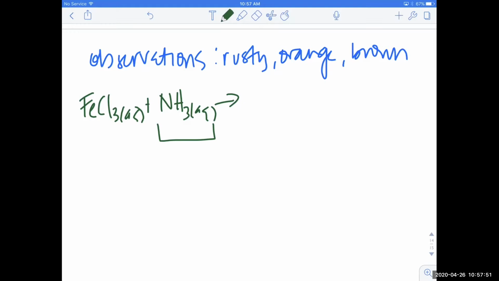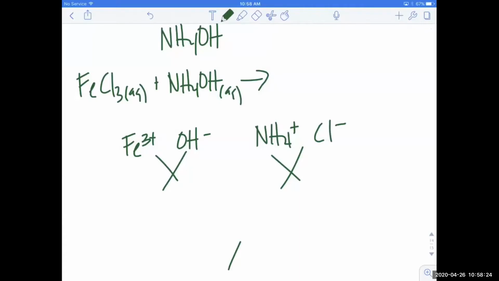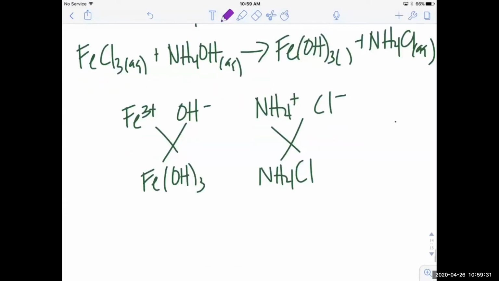So remember now we're gonna crisscross and swap. So this is gonna be Fe3 plus and OH minus. This is gonna be NH4 plus and Cl minus. So crisscrossing. So we know here this is going to be FeOH3. This is going to be NH4Cl. So we know here that this is going to be the solid that we form.